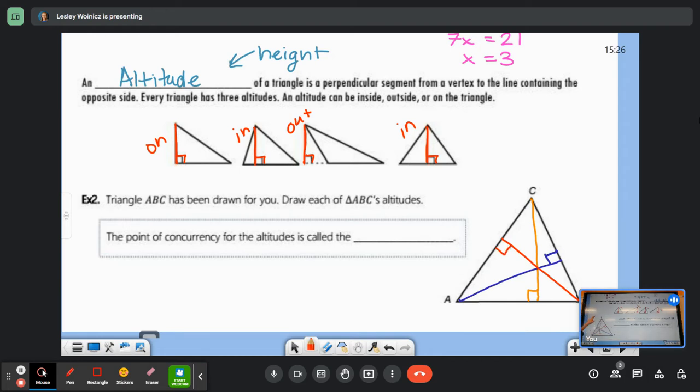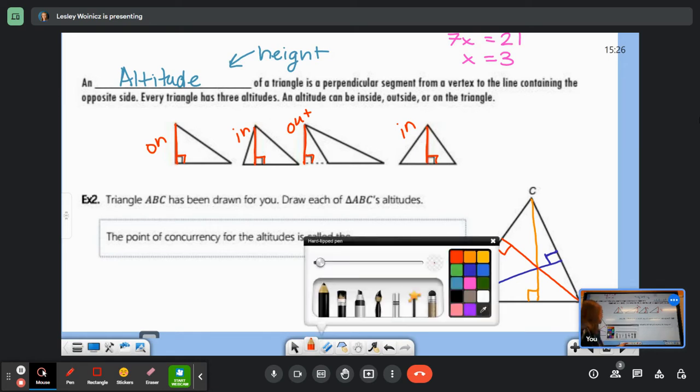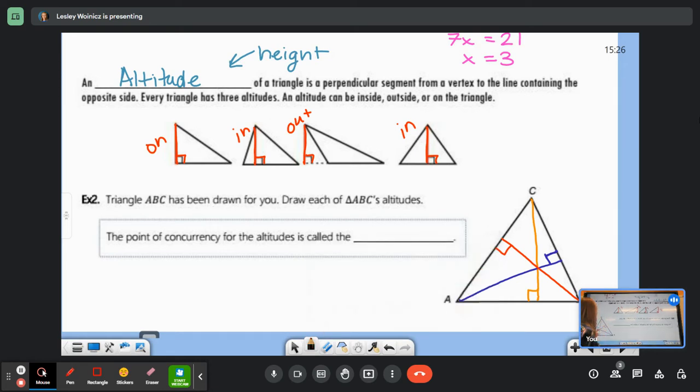All right, so you can see they're all intersecting, and they should be intersecting in a fun point. Okay, that point of concurrency or intersection is called the orthocenter. Orthocenter. All right, that's all we have to do for that one. All right, next.